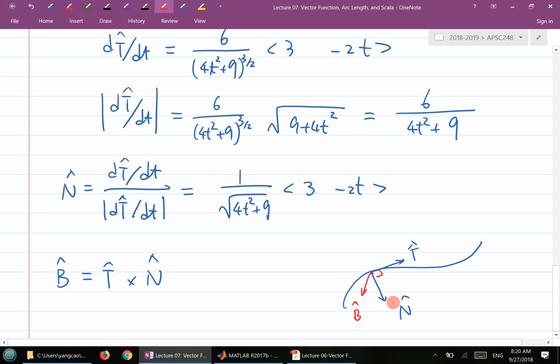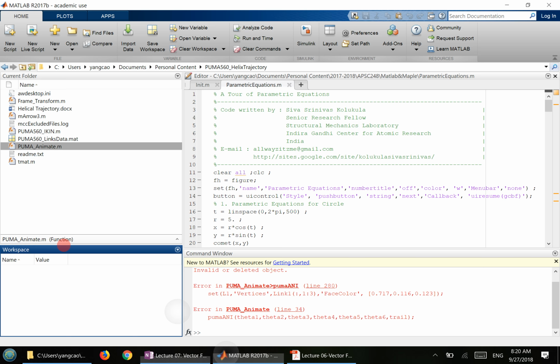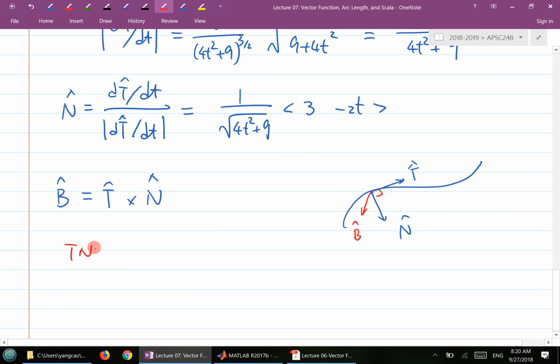This system here is a very useful notation. This is called the TNB frame, and there's another name called the Frenet-Serret frame. Very useful frame. Especially, I'll give you an example.